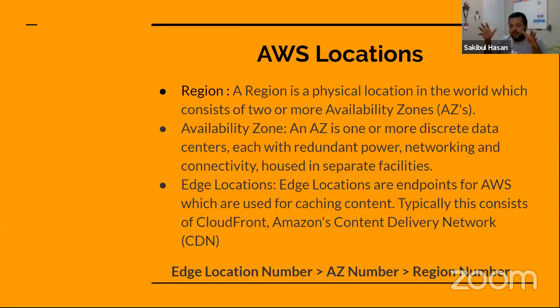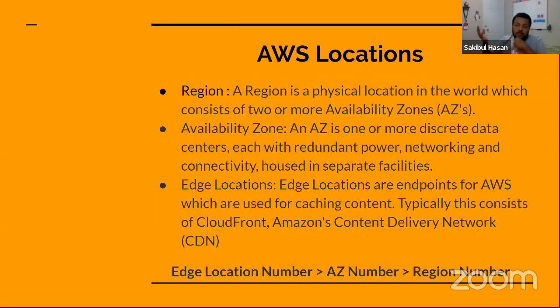So they divide this into regions, and in each region they have several availability zones and some other small pieces, consisting of several data centers. So what is an availability zone? An availability zone is one or more discrete data centers, each with redundant power, networking, and connectivity, housed in separate facilities. That's what I say. So they actually accumulate some data centers, and they call it an availability zone.